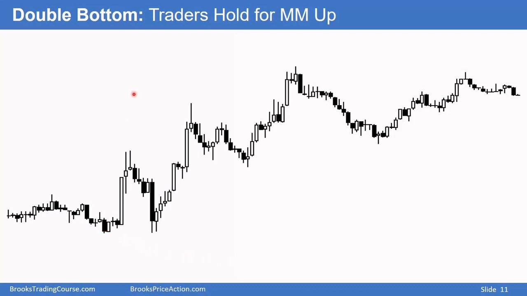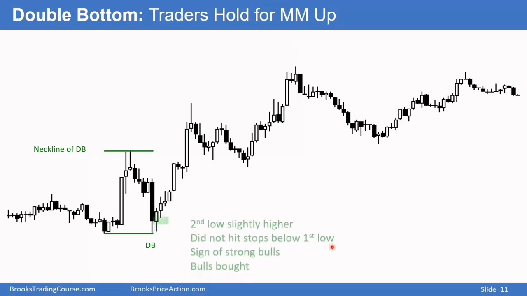The market rallied strongly. The bears tried to resume the small bear trend, and it rallied up again. We have a double bottom. This is the neckline of the double bottom. If it goes above that neckline, traders will look for a measured move up, and they'll use that measured move target as an area to take profits.